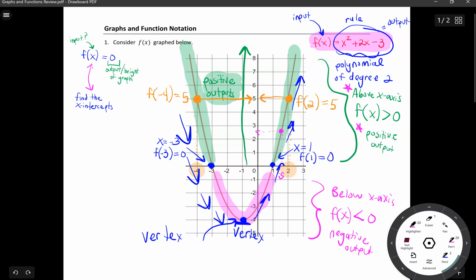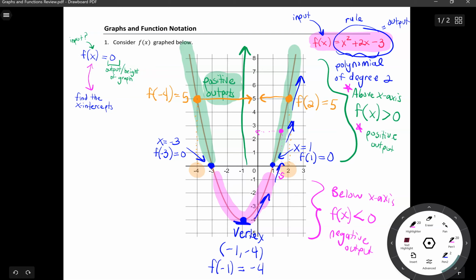So what is that vertex there? Well, let's see, that is happening at the ordered pair, what? That would be (-1, -4). So to write that in function notation, I'd say if I put -1 into the function, the height of the graph is -4. See how that's a negative output? It's below the x-axis. Okay, so let's practice writing some of this out here.